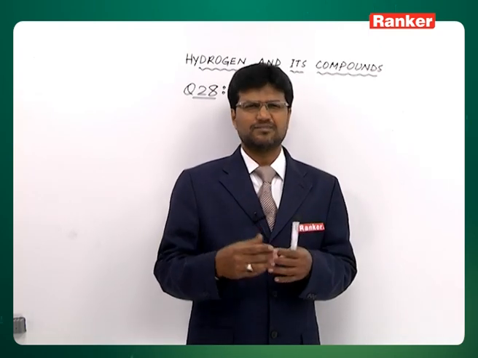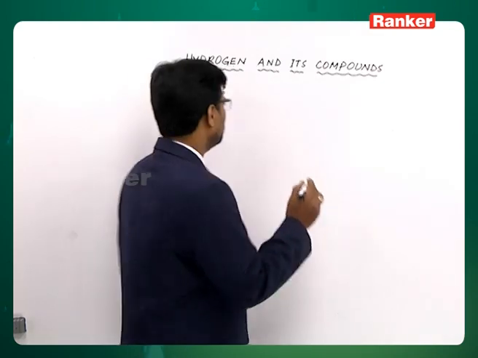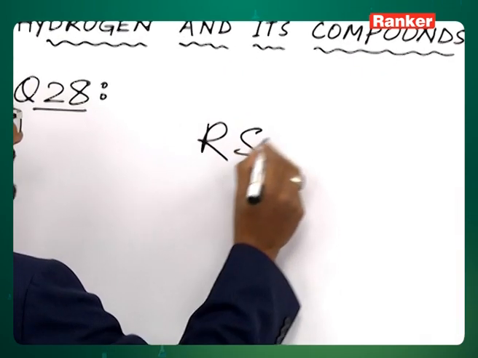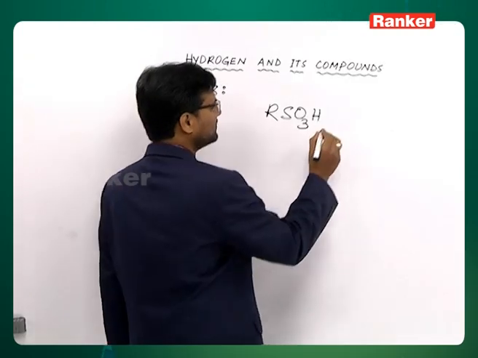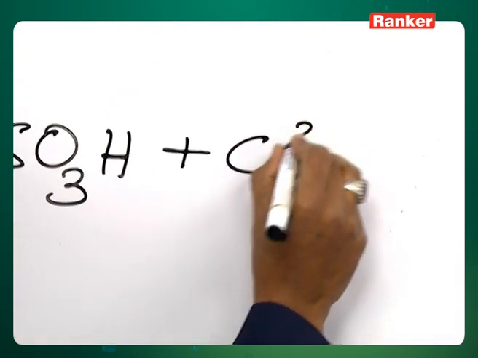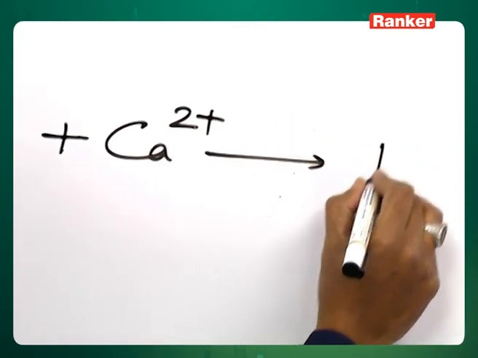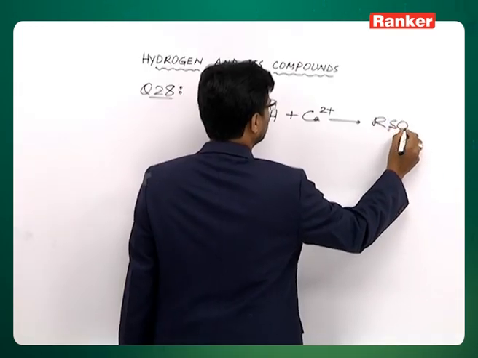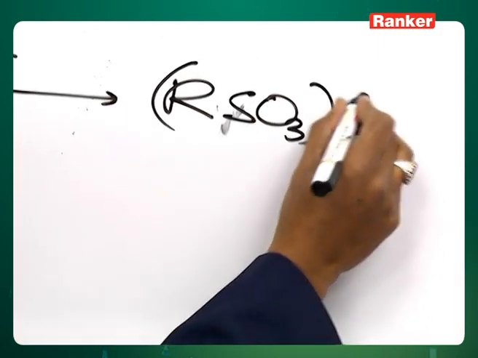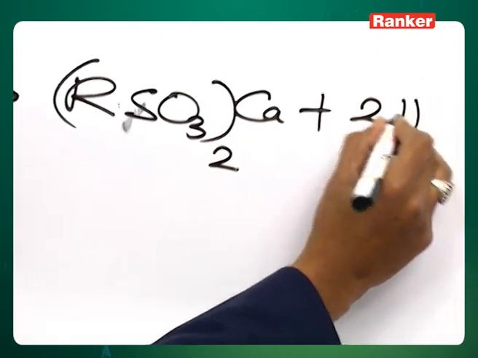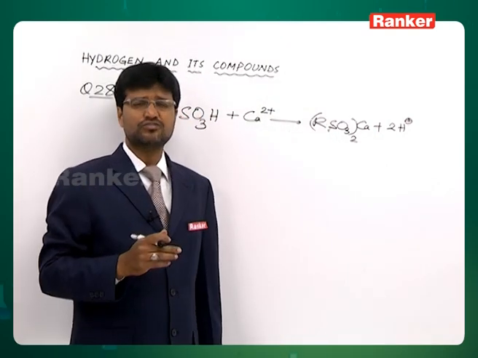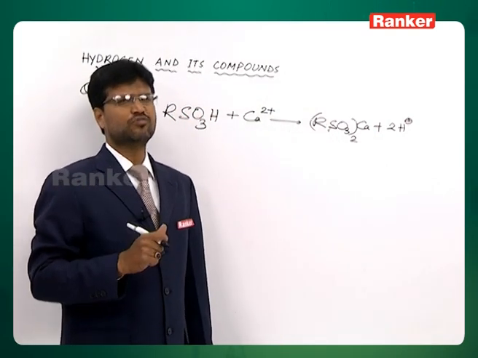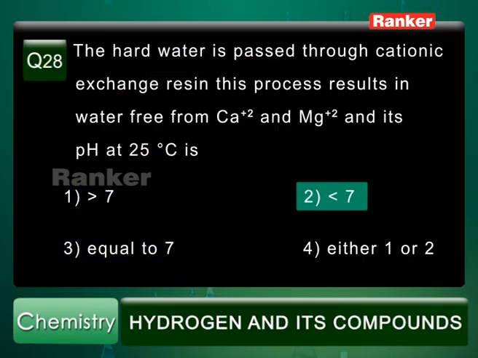See, cation exchange resin will take up all the cations present in water and exchange these cations with H+ ions. It will resemble RSO3H. This is a generalized representation of a cation exchange resin. When it reacts with, say, calcium, it will take up calcium. You get (RSO3)2Ca, and it will release H+. These ions will be released in water. As a result, the solution becomes acidic and its pH goes below 7.